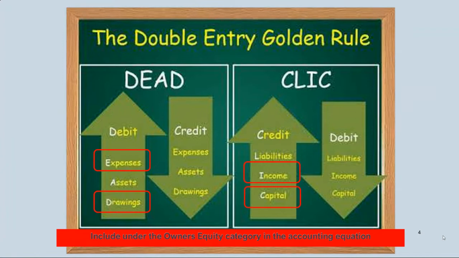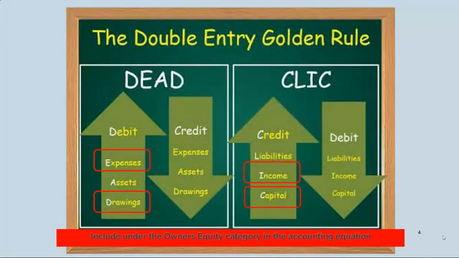Now, by using this abbreviation, DEAD CLIC, you'll see on the left hand side it shows you debit if it increases. So you debit your expenses, your assets, and your drawings. And if it decreases, the opposite applies, the credit. And then the CLIC is you credit your liabilities, income, and capital.